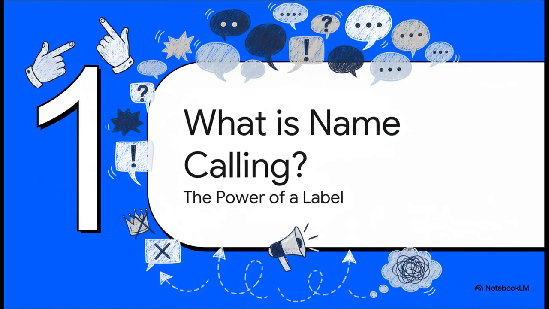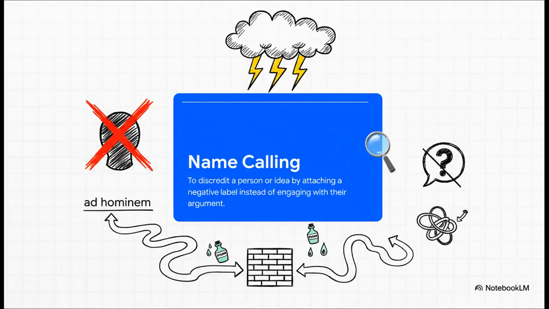What exactly is name calling? Because it's so much more than a simple insult. It's a very calculated move. So here's the official definition for you. It's a technique where you slap a negative label on someone or something so that you don't have to deal with their actual ideas. You might have heard this called other things like labeling, or if you want to get technical, an ad hominem attack.